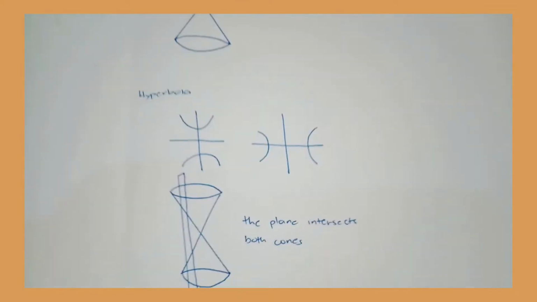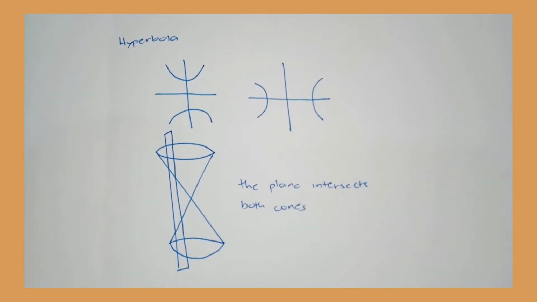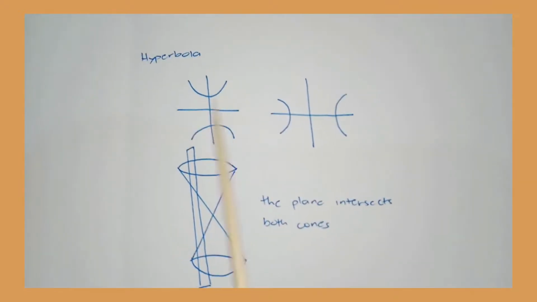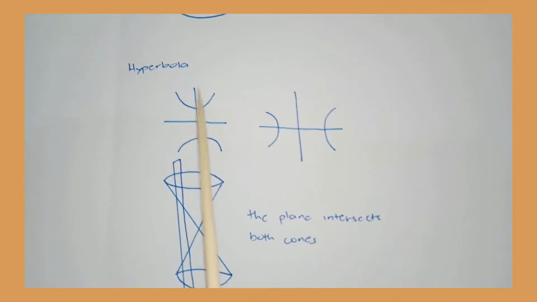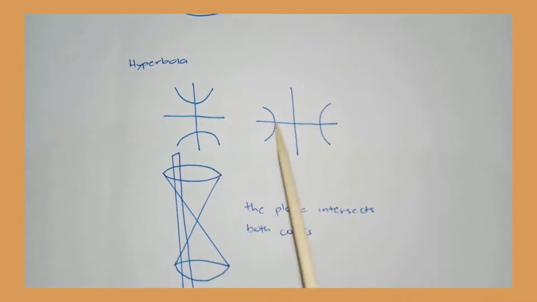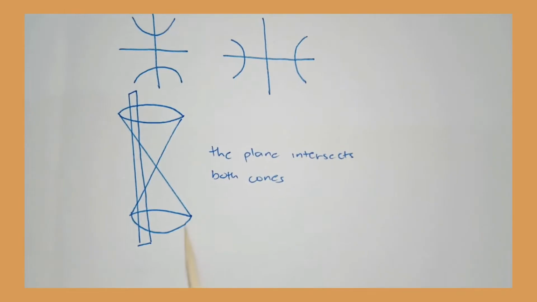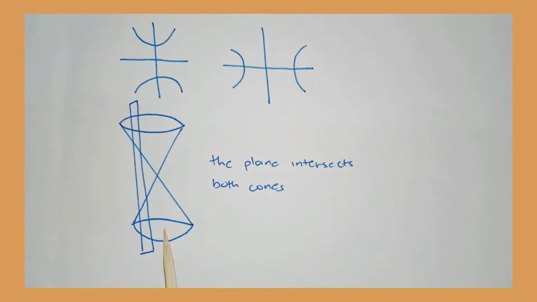Next, we have the hyperbola. Ito yung itsura ng hyperbola when it comes to graph. Kabilaan siya. Pwedeng upward and downward. Pwedeng sabay na left and right. Ano yung itsura niya sa isang cone?